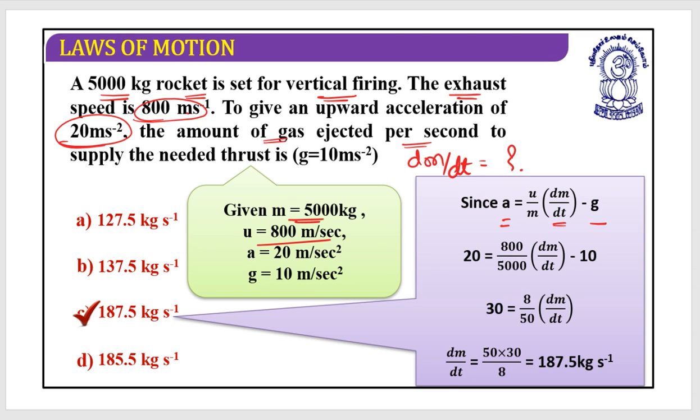Let's just replace the values. The acceleration required is 20 meter per second square, so 20 = (800/5000)(dm/dt) − 10. So 30 = (8/50)(dm/dt), and dm/dt = 50 × 30 / 8 = 1500/8. If I solve this, it would be 187.5 kg per second. This would be the answer.